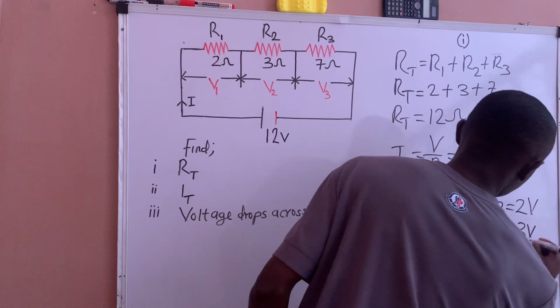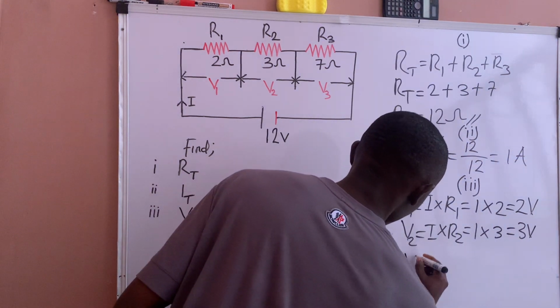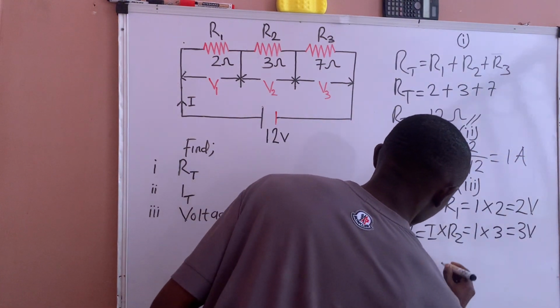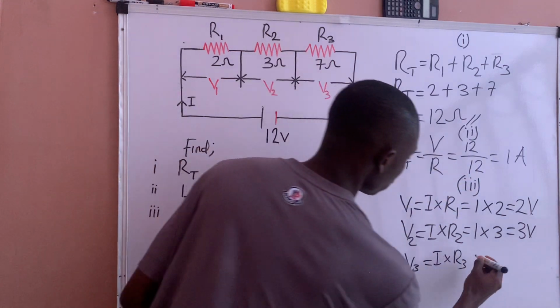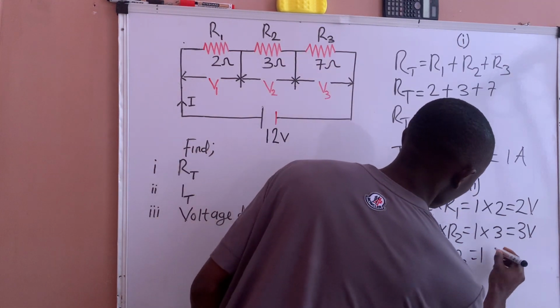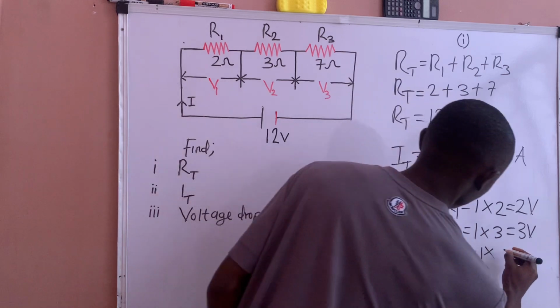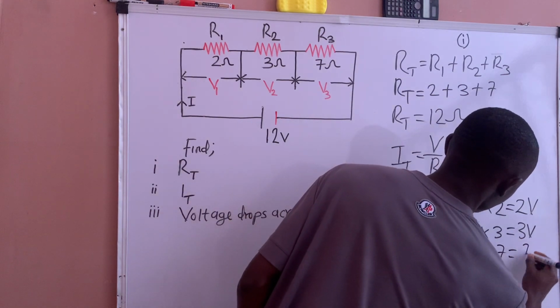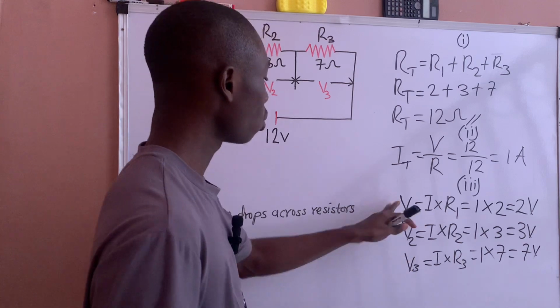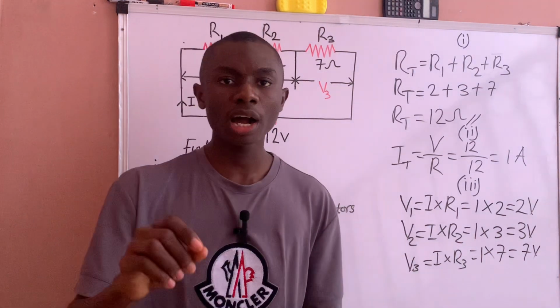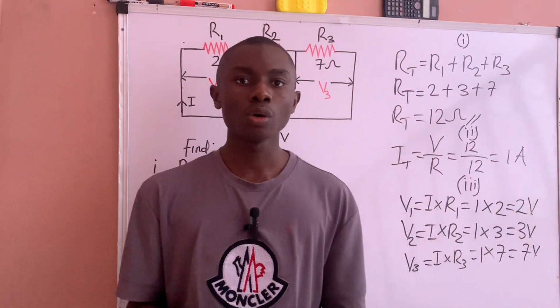3 volts. So for V3, it will be I multiplied by R3, which will be 1, which is the current, multiplied by 7, which will be 7 volts. So these are the voltage drops. Okay, let's confirm one of these properties.